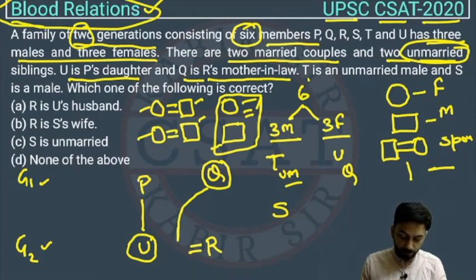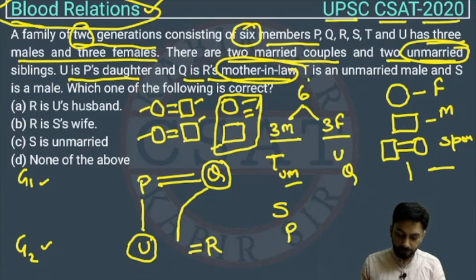So Q will marry whom? P, because P is here in generation 1 only, right? Because they have given there is one family only, because they have given Q's mother-in-law, they have given here, right? So Q will marry whom? Q will marry P. So P will be the male, right? Now what is remaining? We got P, Q, R, S is also given male, right?